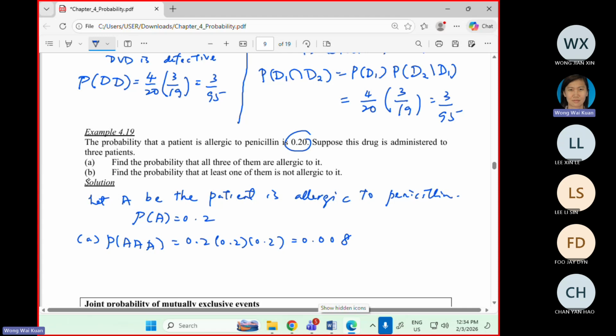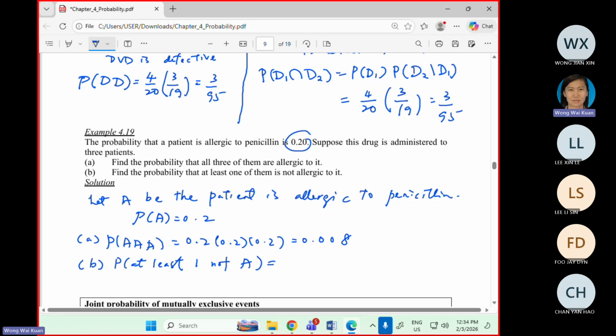Okay, so then what about B? Find the probability that at least one of them is not allergic. B. At least one not A. What is at least one not A? At least one means one not A or two not A or three not A.